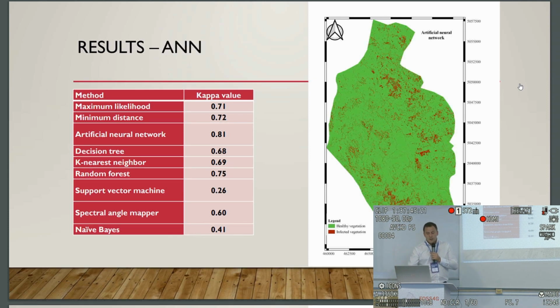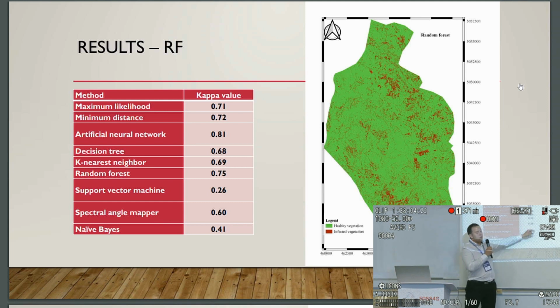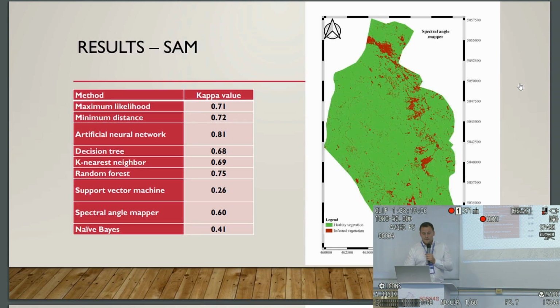Later in the conclusion, I will reflect on why that probably happened. And as expected, artificial neural networks produced the highest classification accuracy, and random forest was also there, as expected. So this is for support vector machine, everything is red. So basically everywhere, even where it hasn't been detected as forest, is shown as infected.